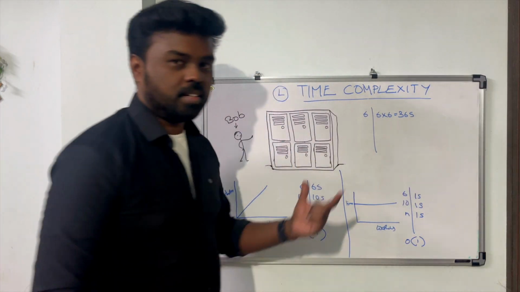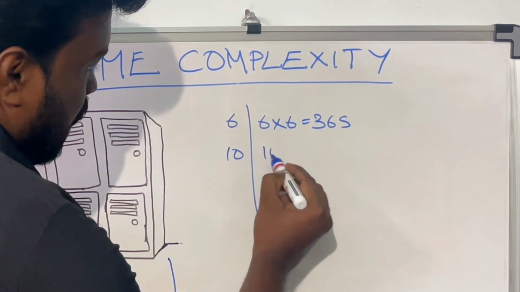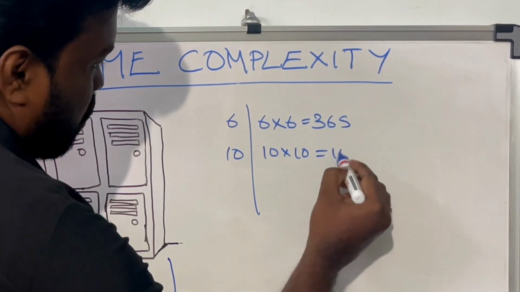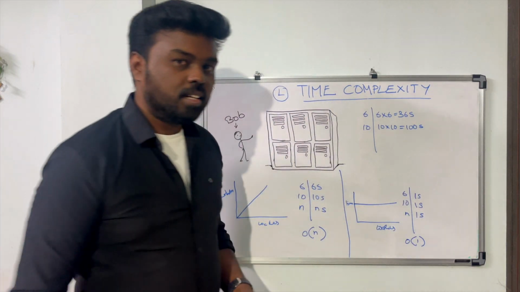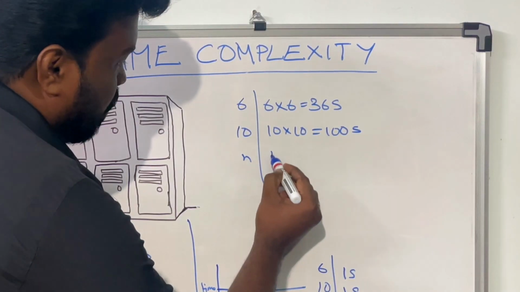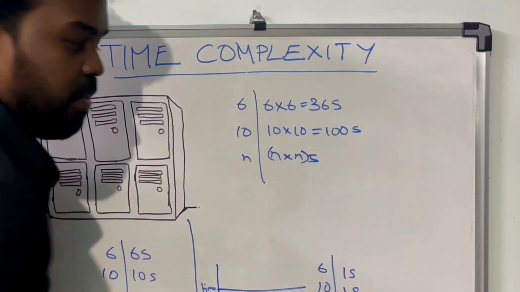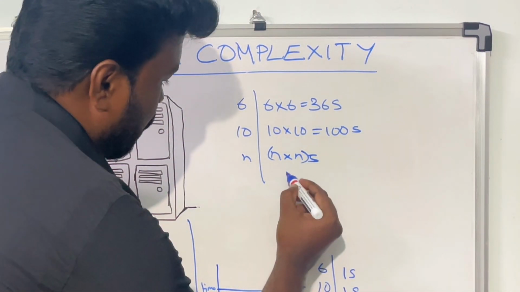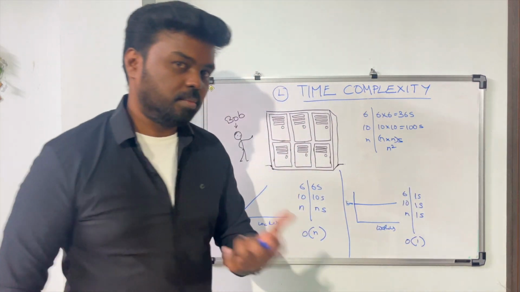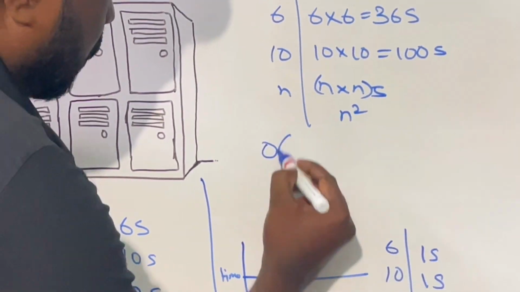And if there are 10 lockers, then it will take 10 into 10, 100 seconds to complete the operation. Now if you like to variabilize this, if there are n lockers, then it will take n cross n seconds to complete the operation. Or in other words, you can say it will take n square to complete the operation. So the time complexity for this particular scenario would be O of n square.